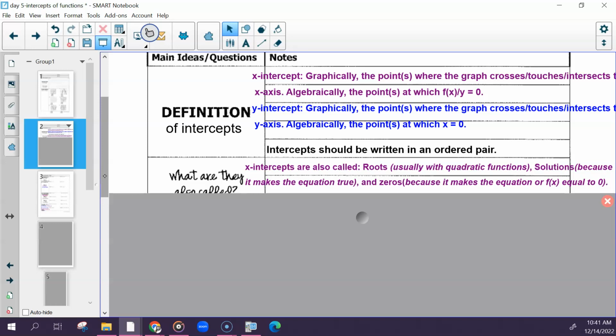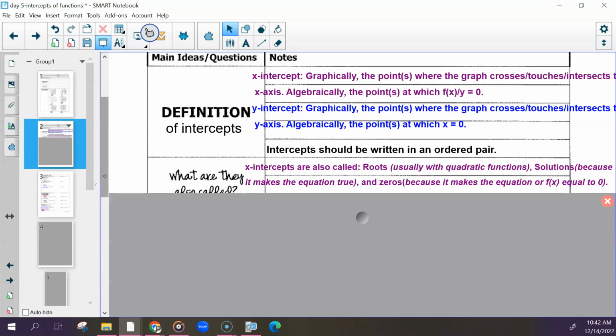You don't have to write this entire sentence, but you need to know that intercepts, anytime you write them, should be written as ordered pairs, so (x, y) in parentheses. And x-intercepts have other names, just like domain and range. They're interchangeable. You don't need to write all of this, as long as you know that x-intercepts are also called roots, solutions, and zeros. That's really all you need to know from that sentence.